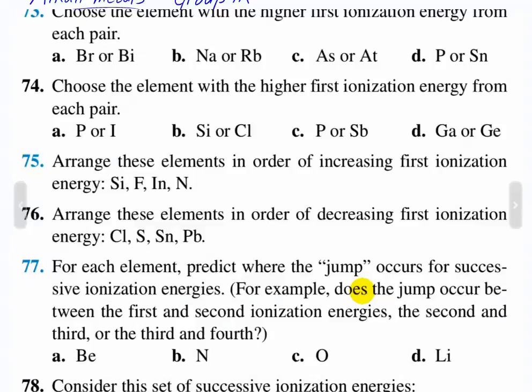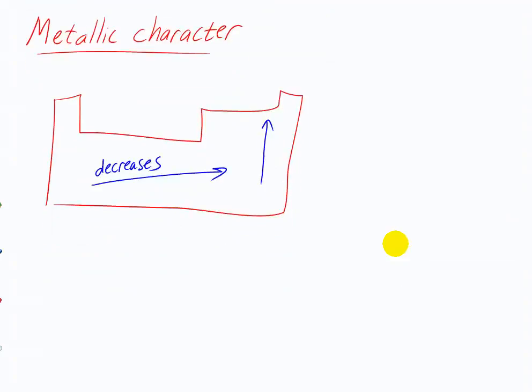So number 76 right here. Arrange these elements in order of decreasing first ionization energy. Chlorine, sulfur, tin, and lead. So they're not all nicely in a column or in a row. You're going to have to make some other decisions. I'll write them down for you in our notes here. Chlorine, sulfur, tin, and lead.